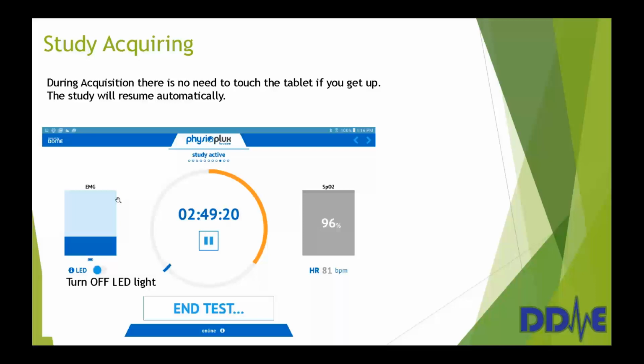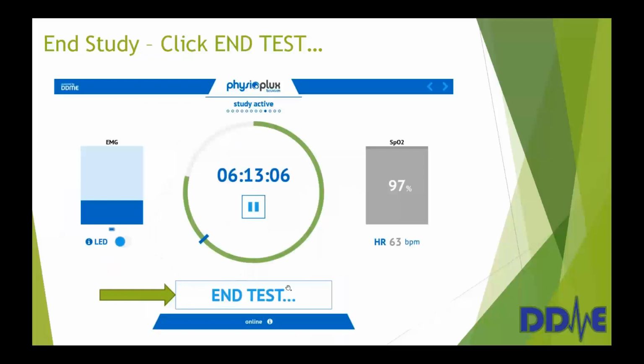The only thing they really need to do is at the end of the test, they click End Test. That's it. When they do that, and this is what the screen looks like, they click End Test, that's when the tablet will go through an analysis period that takes about 5 seconds. And for about 5 seconds, it's going to analyze all the raw data that it's collected from the Apnea oximeter.